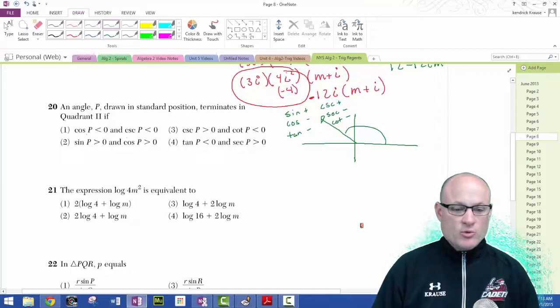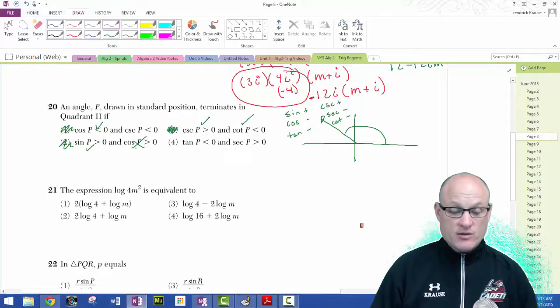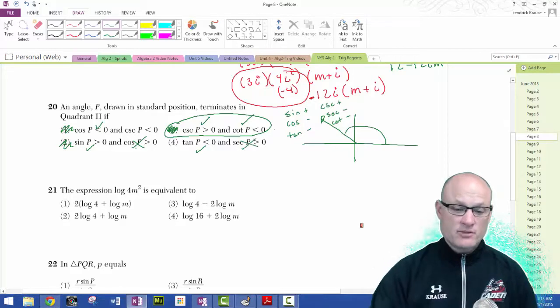Okay. So we're in quadrant 2. If cosine is negative, that works. Cosecant is negative. That's what this says. Nope. Sine is positive. Check. Cosine is positive. Nope. Can't be that one. Cosecant is positive. Check. Cotangent is negative. Check. That looks like it. That looks like our right answer. Check it with the last one. Make sure I didn't make a mistake. Tangent is negative. Check. Secant is positive. Nope. There we go. Done.